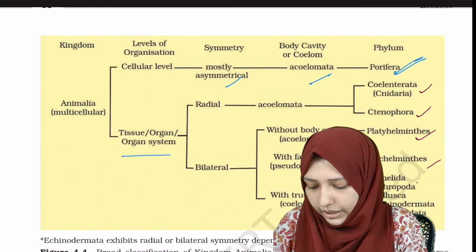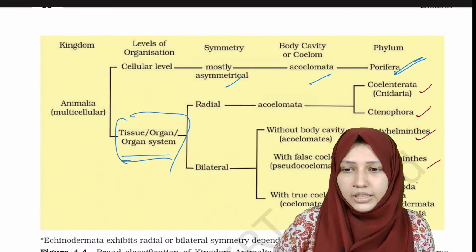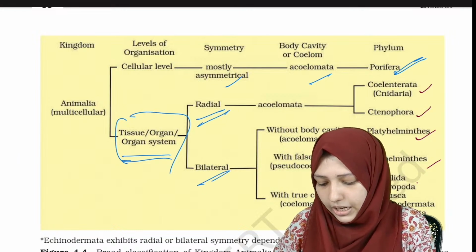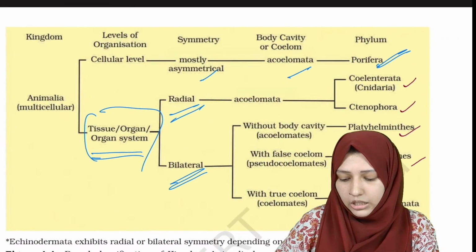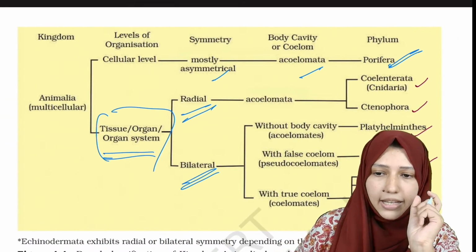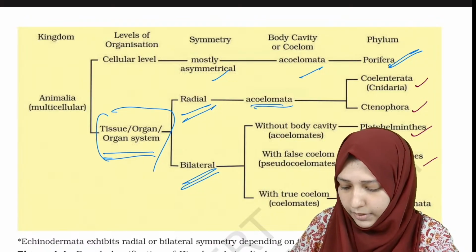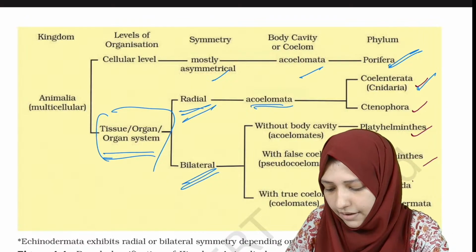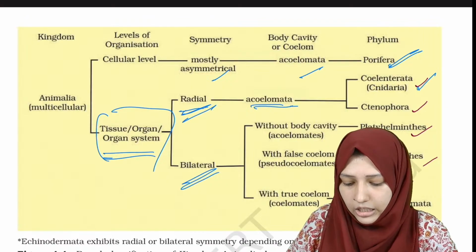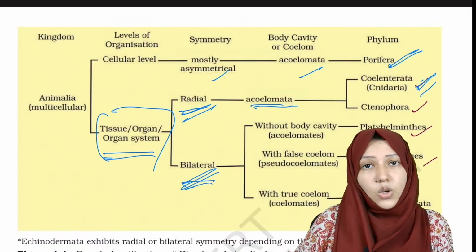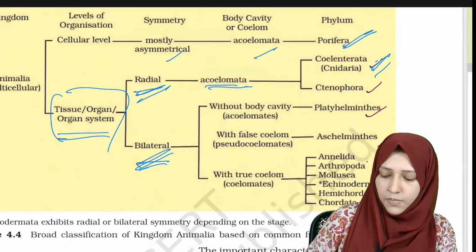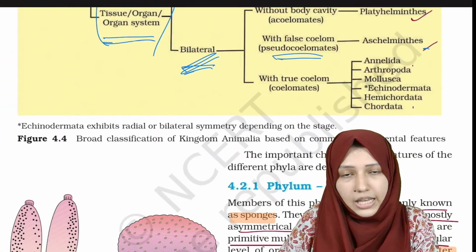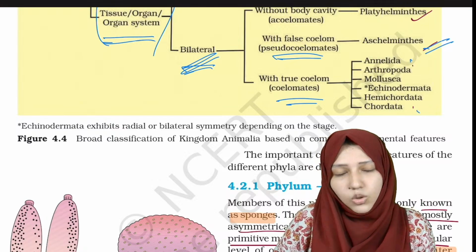All the others will be at the tissue, organ or organ system level of organization, and they have radial symmetry or bilateral symmetry. Radial symmetry and acoelomate: who is that? Coelenterata. Coelenterata has radial symmetry and is acoelomate. In bilateral symmetry, the acoelomate is Platyhelminthes, the pseudocoelomate is Aschelminthes, and the coelomates are Annelida to Chordata. Clear?